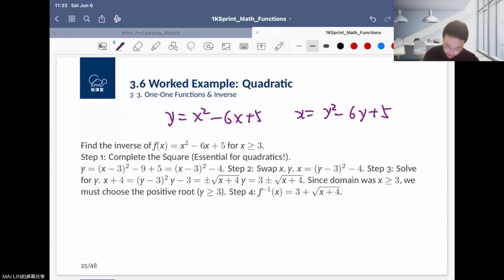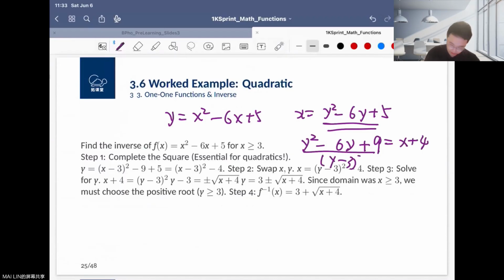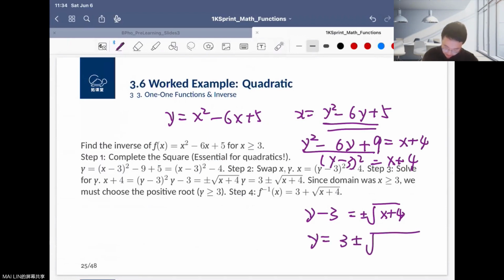And now we can just try to simplify it: y squared minus 6y plus 5 as y squared minus 6y plus 9 equals x plus 4, right? So the left side can be written as (y minus 3) squared equals x plus 4. Now you can take the square root on both sides. That is y minus 3 equals positive or negative square root of x plus 4, okay? Then you can write that as y equals 3 plus or minus the square root of x plus 4, okay?